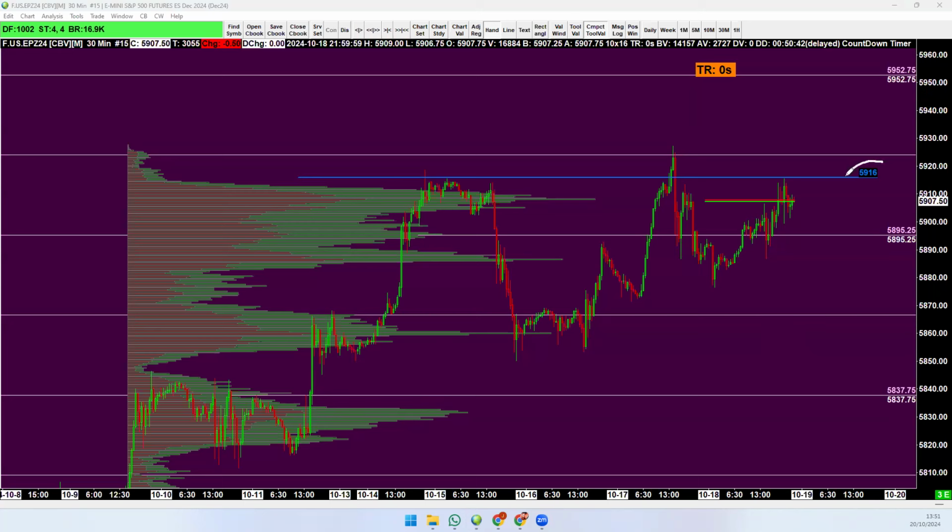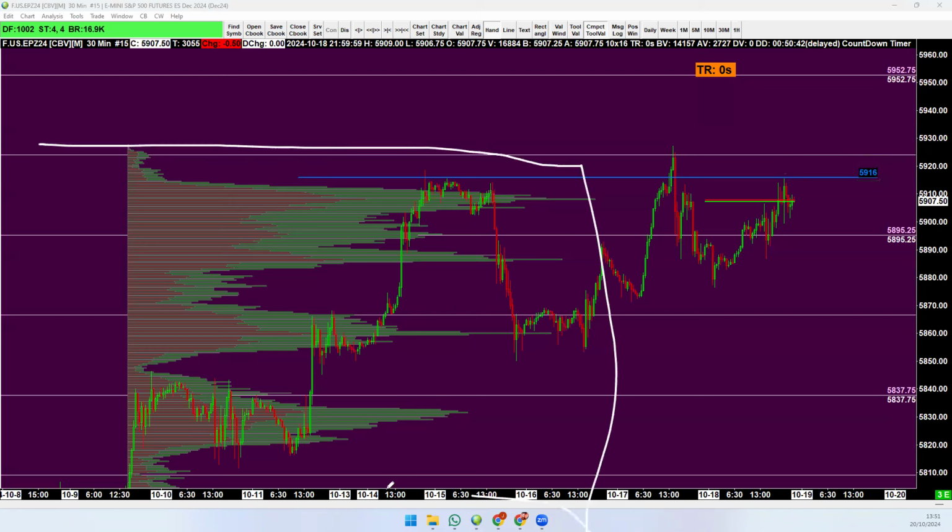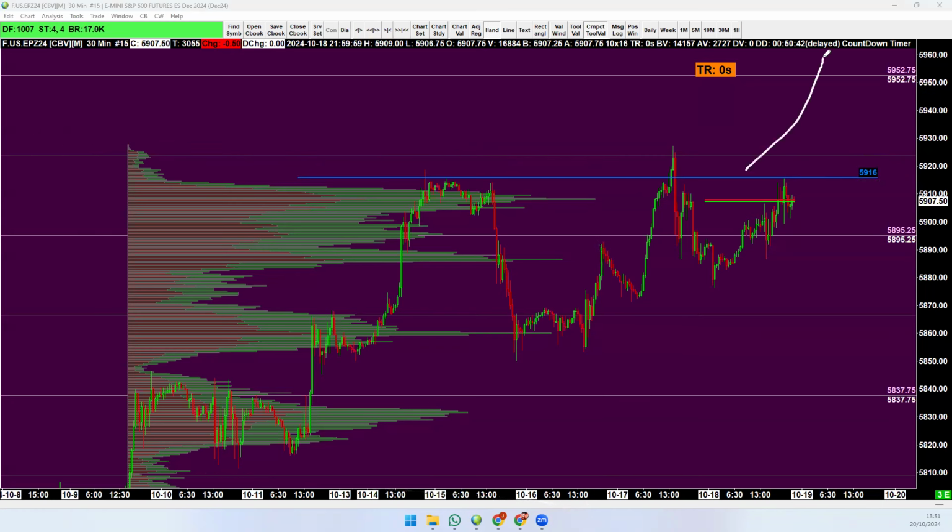So 59.16, if this market gets above that level and accepts, it means all of the supply is underneath us and there is no reason to put it on sale. So if we start taking out 59.16 to the upside and that all-time high up here, don't be fooled. Don't just short a market because it's going higher.